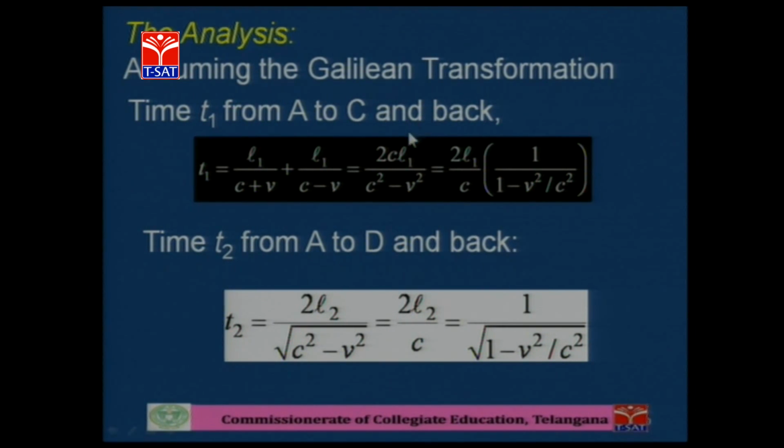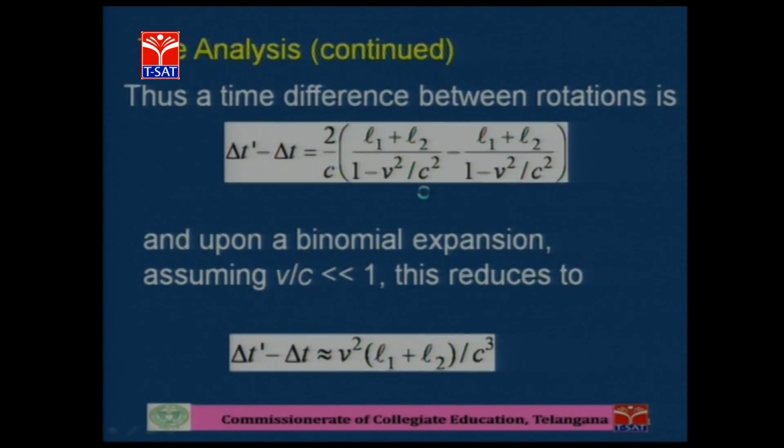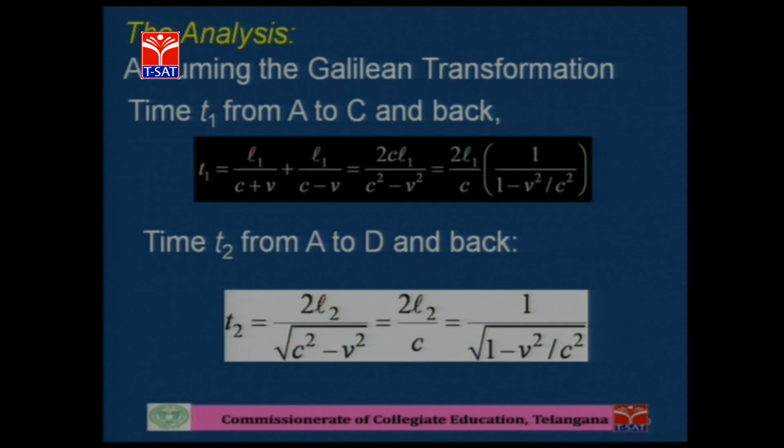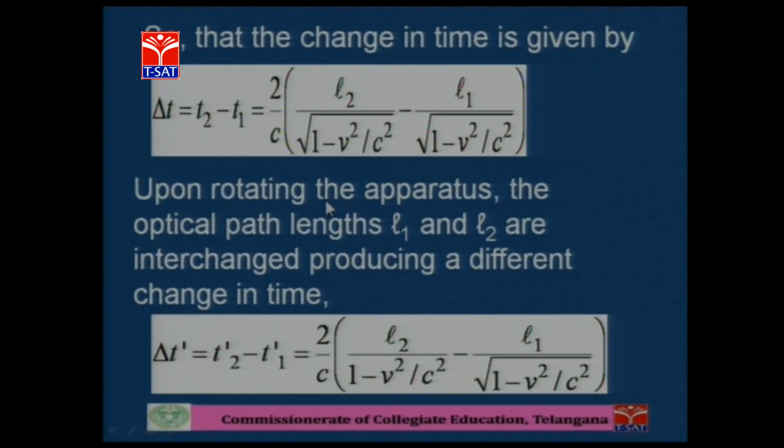So assuming the Galilean transformations, the time t1 from A to C and back is given by the equations in this slide. Similarly, the time t2 from A to D and back is given by the equations here, where we know that velocity is the displacement in unit time. So c plus v is the relative velocity of the frame moving with the velocity v bar. Similarly, c minus v is the relative velocity of the earth. Then the change in time is given by t2 minus t1, which is given by these equations.